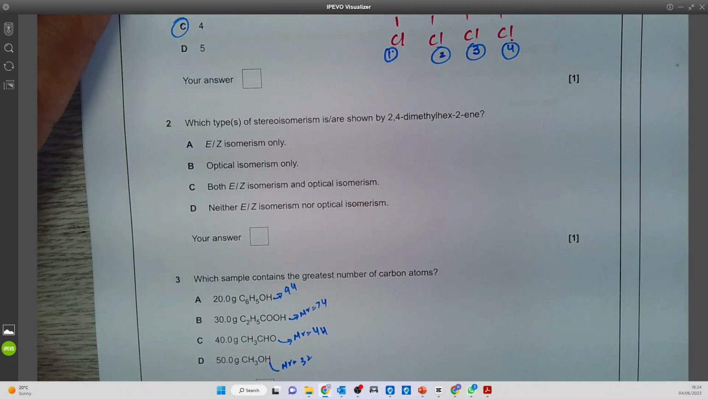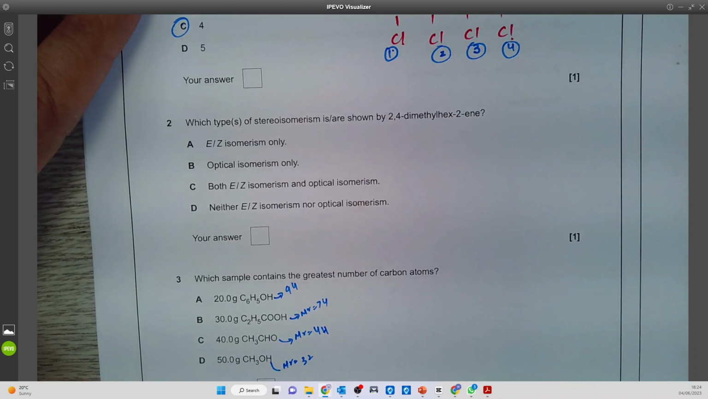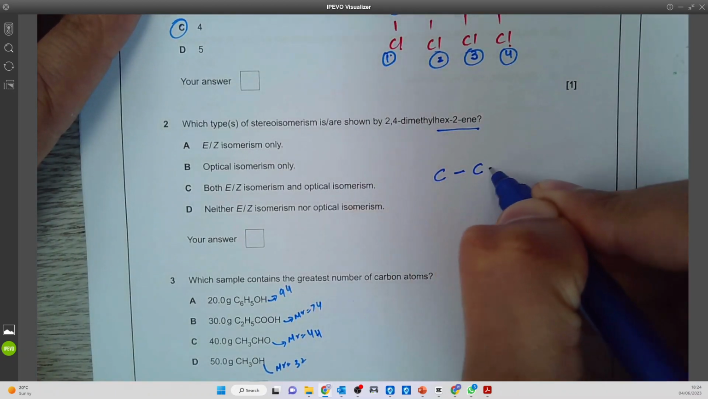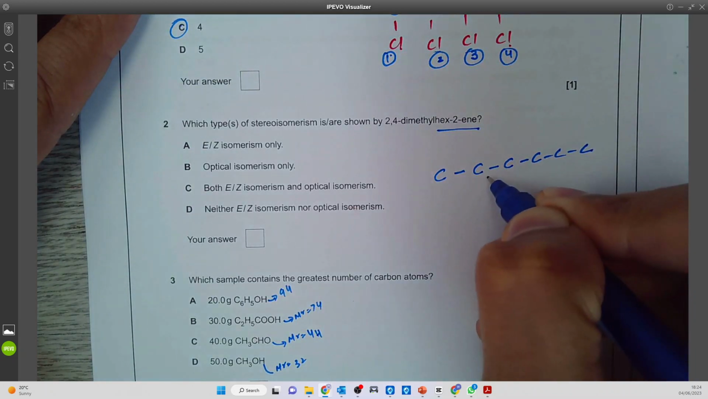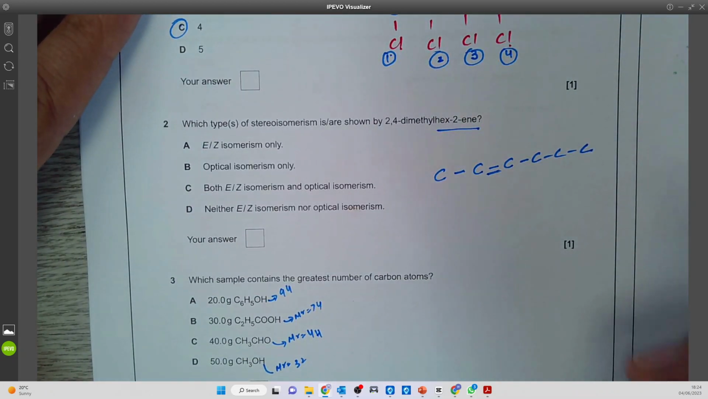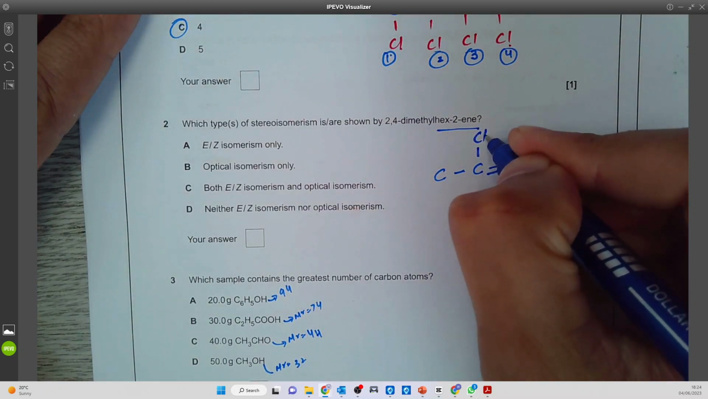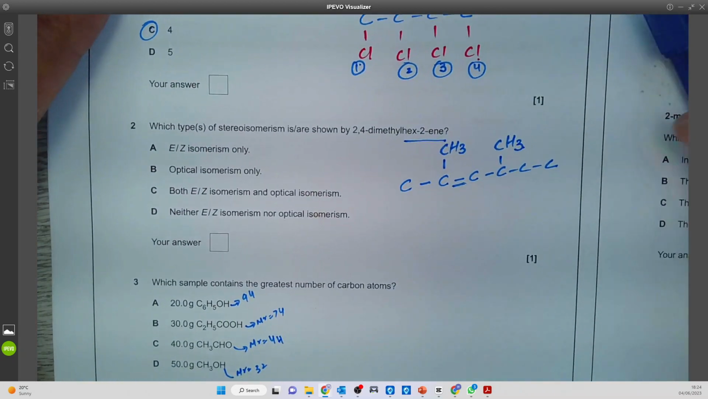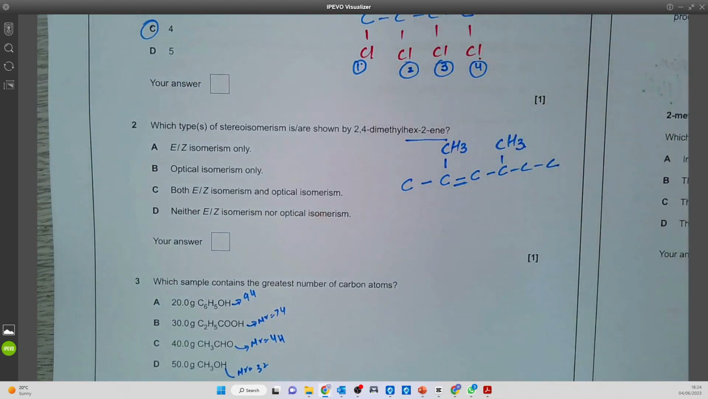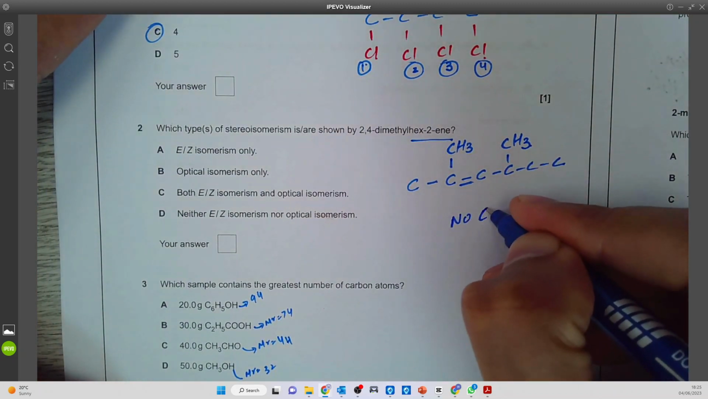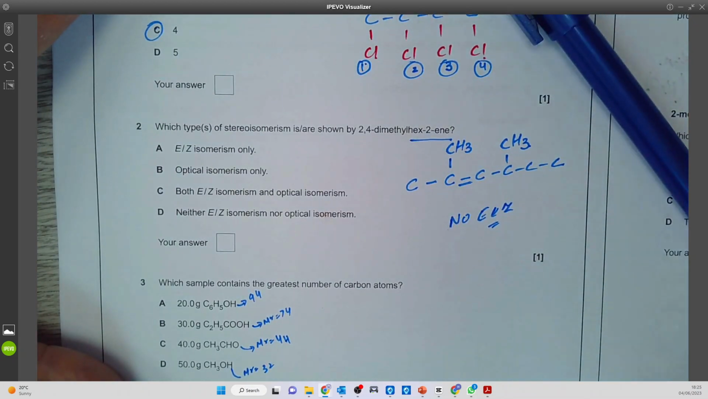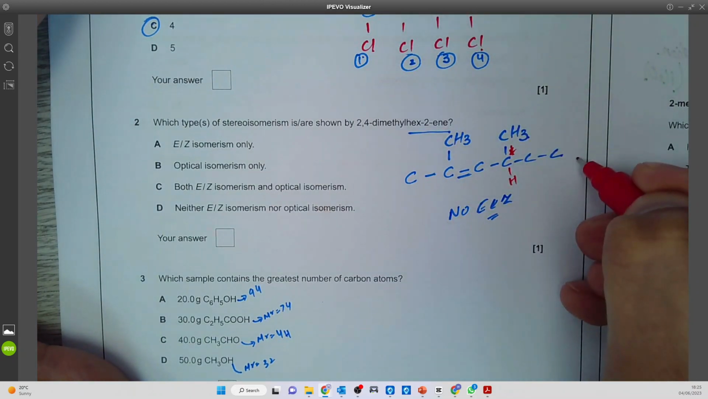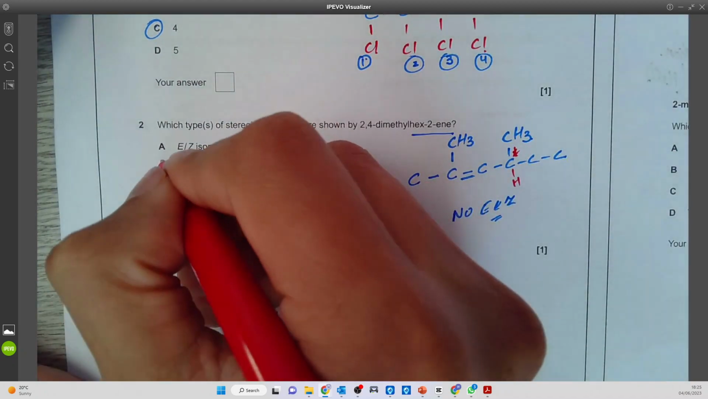Which types of stereoisomers are shown by 2,4-dimethylhex-2-ene? Hex-2-ene will be where? I can say 1, 2, 3, 4, 5, 6. At location number 2, you have the double bond. But it says on the second carbon and on the fourth carbon you have CH3. Now, if you look at it, you've got CH3 here and CH3 here. No E and Z is possible. But if I look at it carefully, this is my chiral carbon, because above it is CH3, below it is hydrogen, on the right it is C2H5, and on the left I have something else, so it will be only optical isomers.